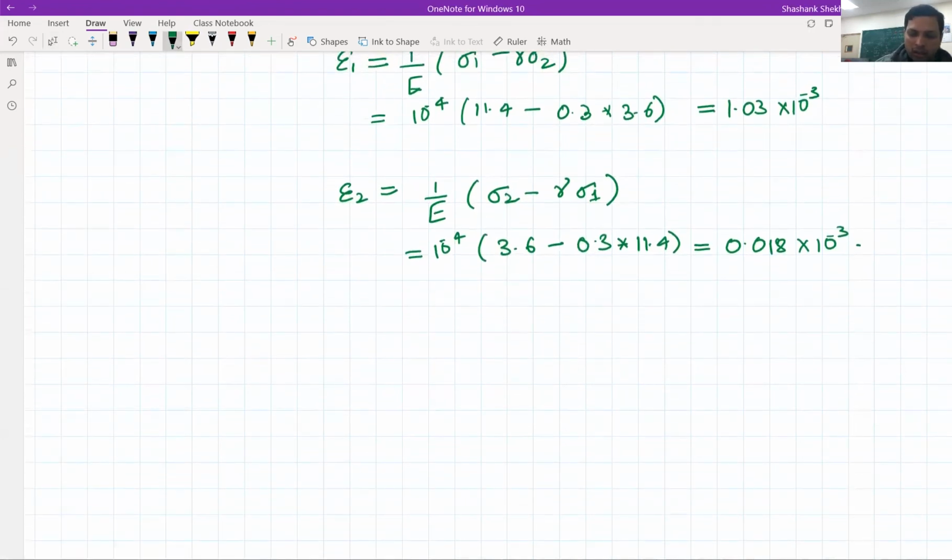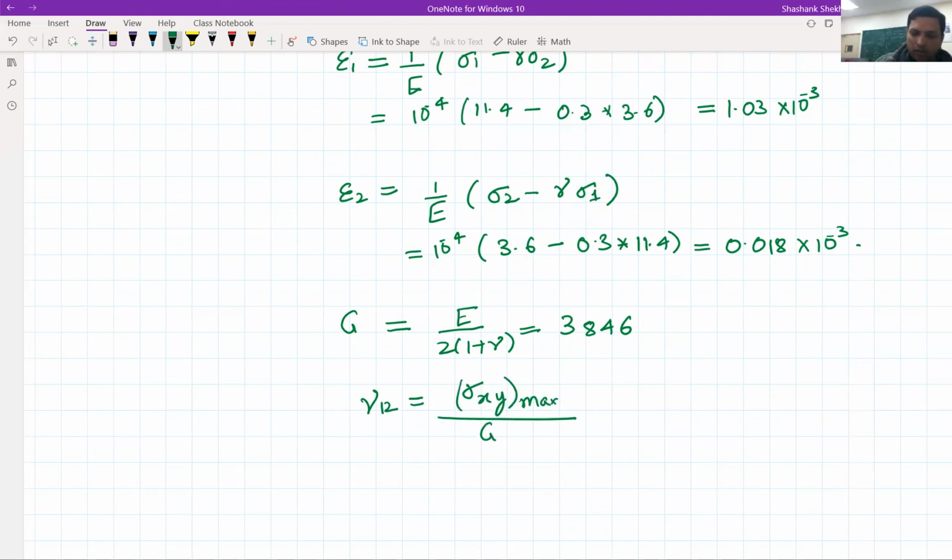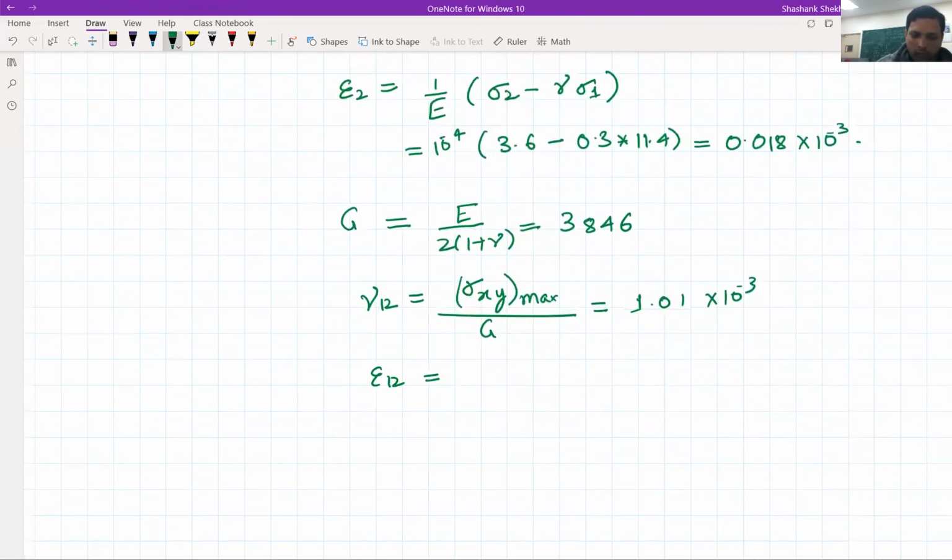Now if you want to calculate the shear strain, we also need the value of the shear modulus. Shear modulus G is equal to E by 2(1 plus nu). You can put in the values and you would find it is 3846 megapascal, and therefore gamma 12 is equal to sigma xy max by G, which is equal to 1.01 into 10 to the power minus 3, and therefore epsilon 12 is half of this, which is 0.52 into 10 to the power minus 3. So these are strain values and ratios, so there are no units for the strain.